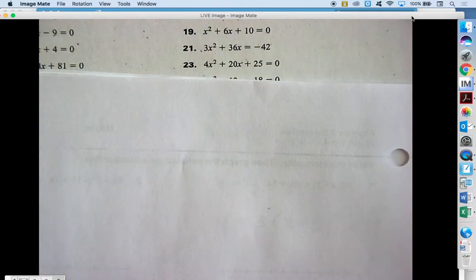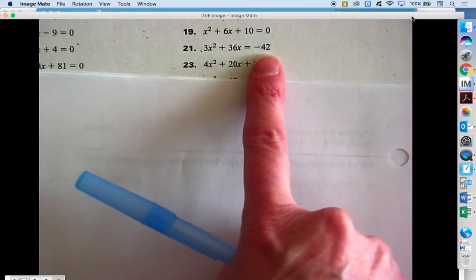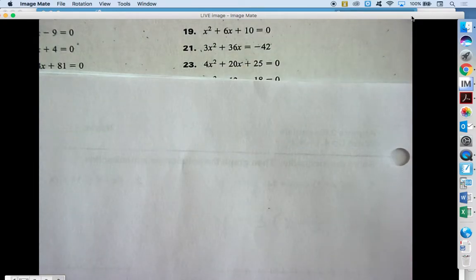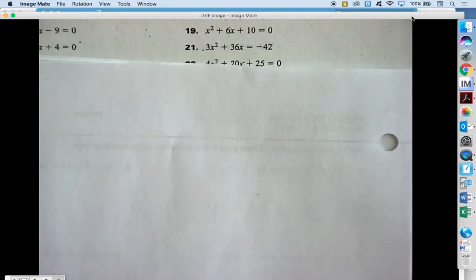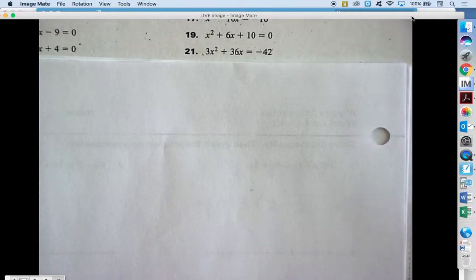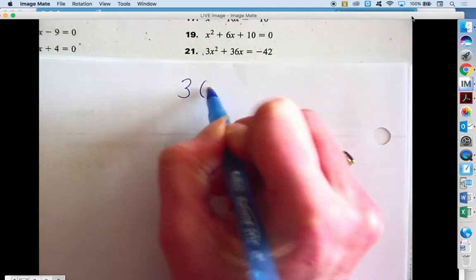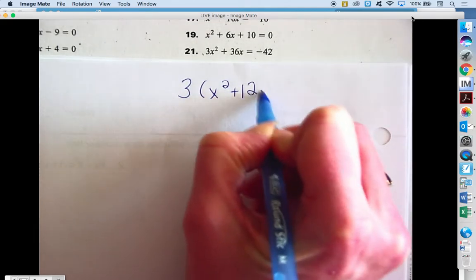Problem 21 says 3x squared plus 36x equals negative 42. The c is already taken to the other side, so you don't need to do that. What would you do first, though? Nina, do you know? You take out the common factor. What is that? 3. So if we take out a 3, we get 12.